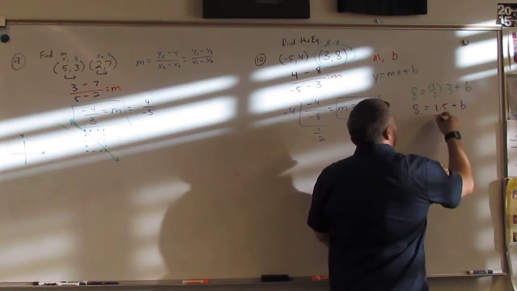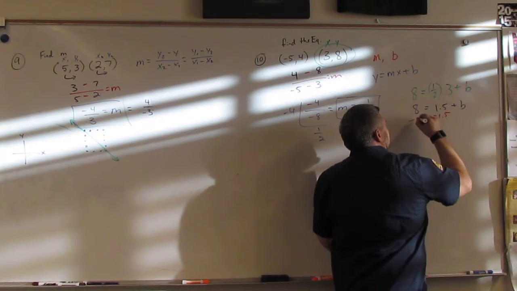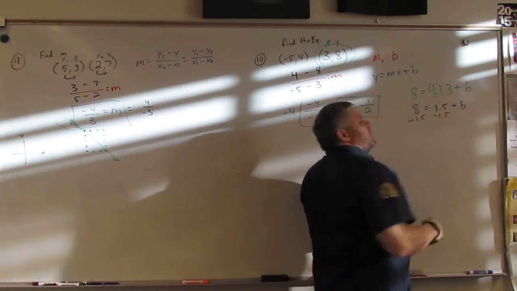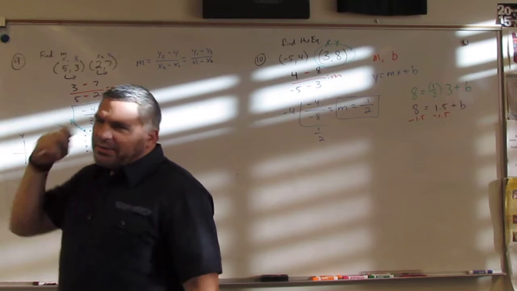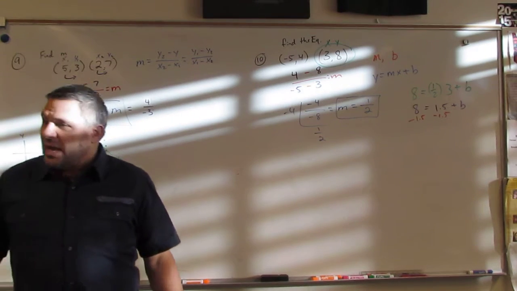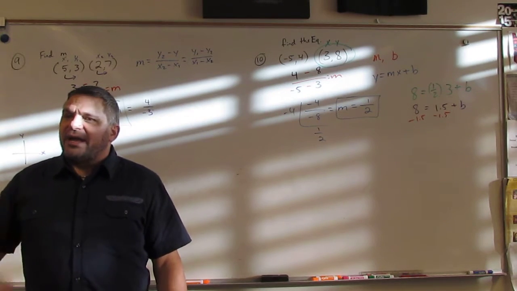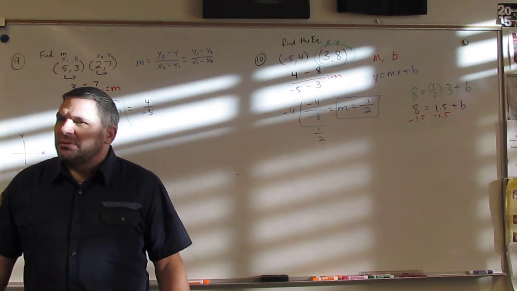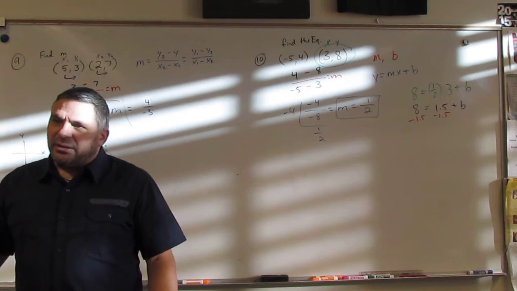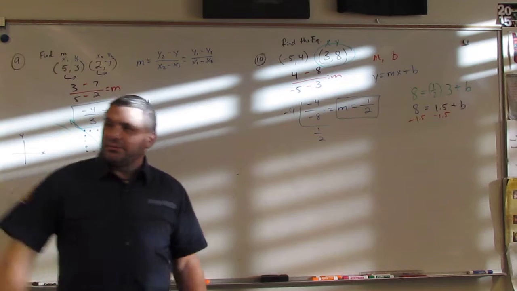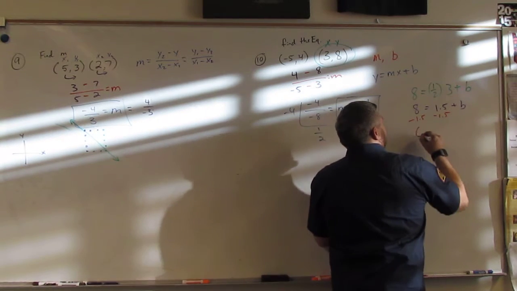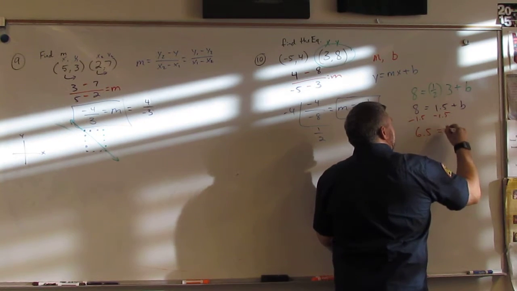Okay. So then how do I solve for b? Subtract it from 8. Now, if I take 1.5 away from 8, how much am I left with? 6.5. Think about it. If I have 8 and I take 1 away, I get 7. If I have 7 and I take a half away, then I have 6.5. So 6.5 is b.